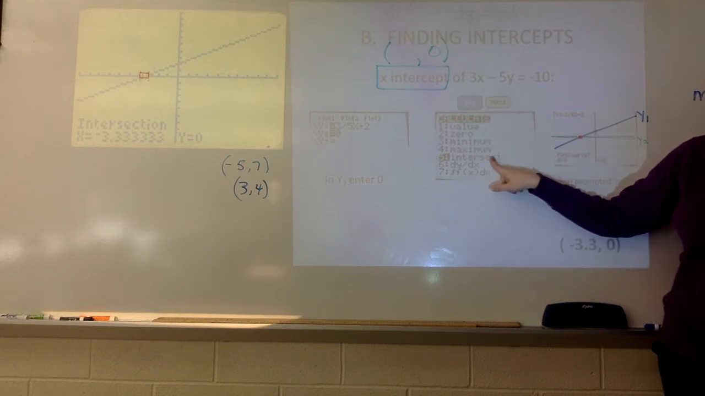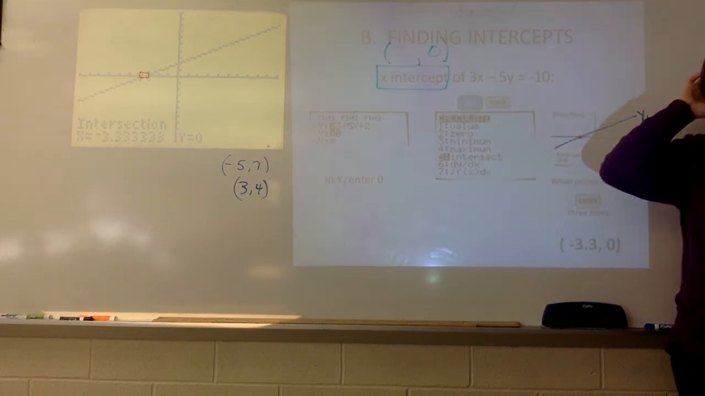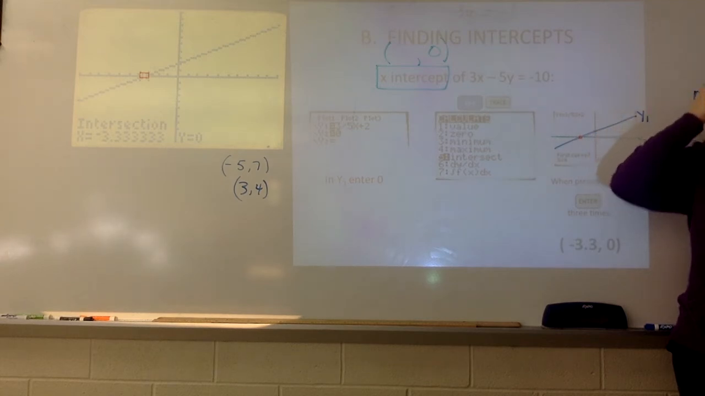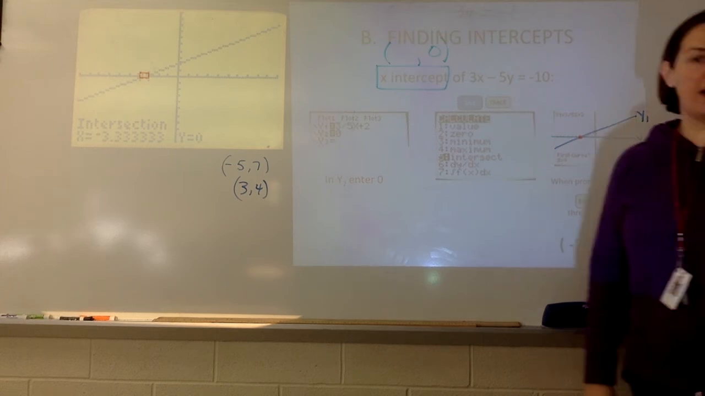Second trace, choose intersect. And then it said find curve. Enter. Move the cursor to where it intersects. Right, you're going to have to hit enter twice, though, because it's first curve, second curve. Correct. And then move the cursor over it, and then enter it. And then it'll give you the ordered pair. You got it.